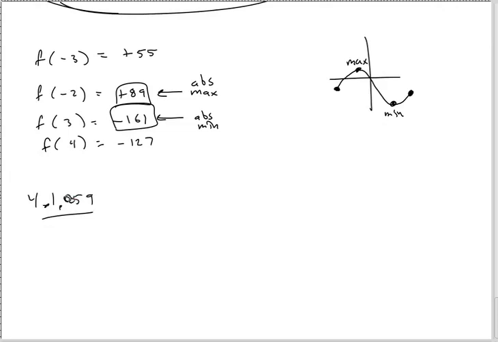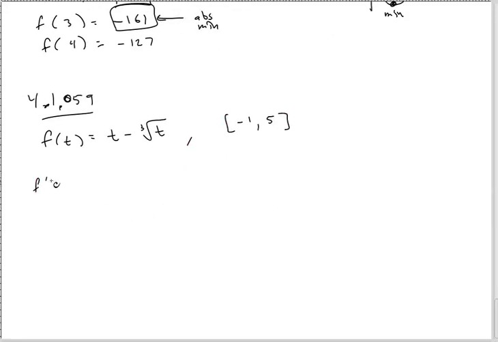41059. I've got f of t is equal to t minus the cube root of t, and they're saying go from -1 to 5. Just like the last time, I'm going to find my derivative and set it equal to 0. That'd be a 1 minus 1/3 t to the -2/3, set equal to 0. When you move that over to the other side, you get 1/3 t to the -2/3.